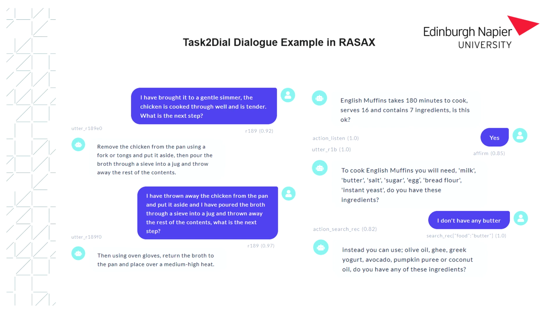And here is an example of those dialogues generated in Rasa X. So you can see we have suggestions of using oven gloves to return the broth to the pan. We have alternative ingredients on the right. So the AI is saying, if you don't have any butter, instead you can use olive oil, ghee, Greek yogurt, avocado, pumpkin puree, or coconut oil, and ask the user if they have these ingredients. If the user says no, it does not have these ingredients, then it returns to the recipe options again, and the user can pick a different recipe that they may have all the ingredients or alternative ingredients to be able to do that recipe.